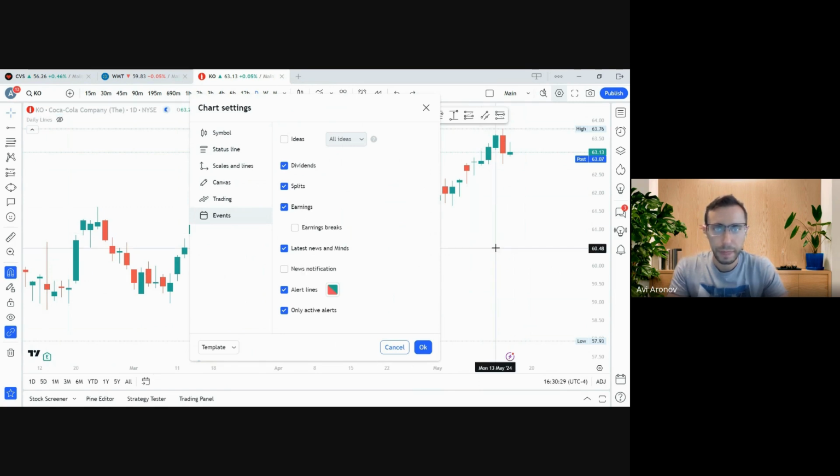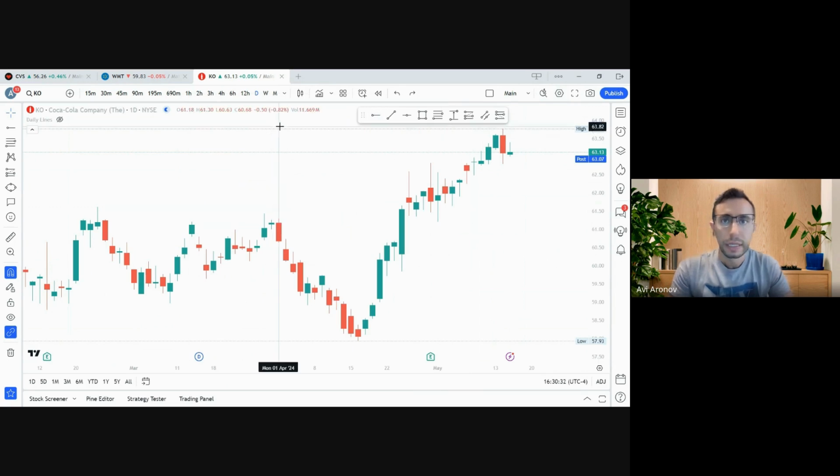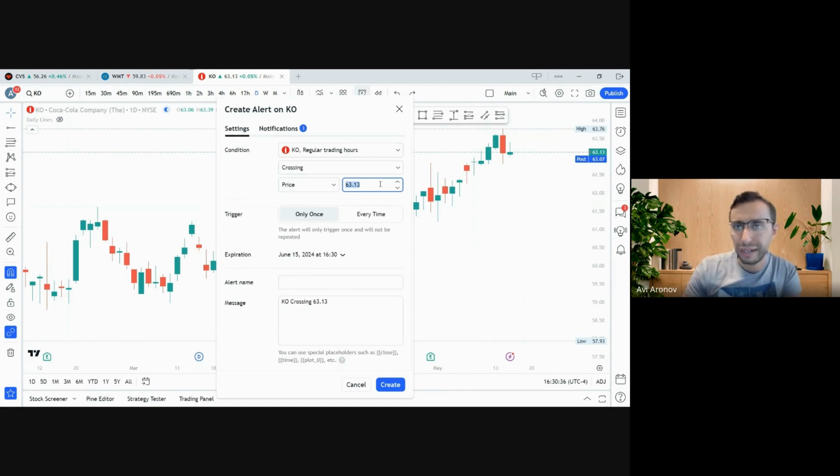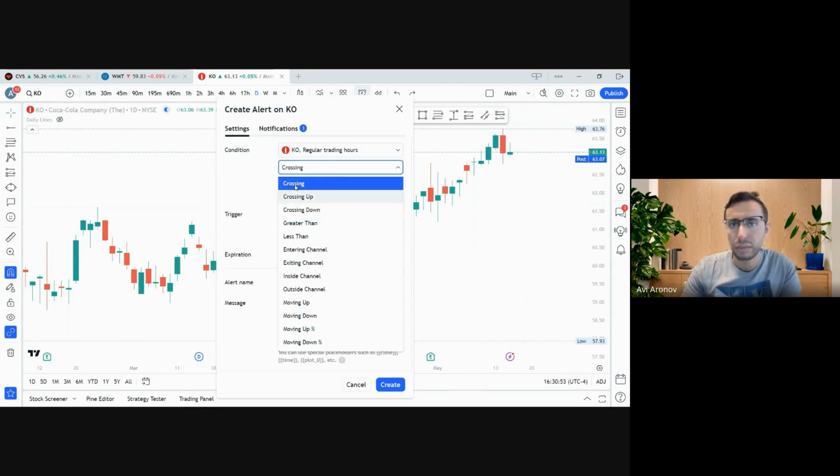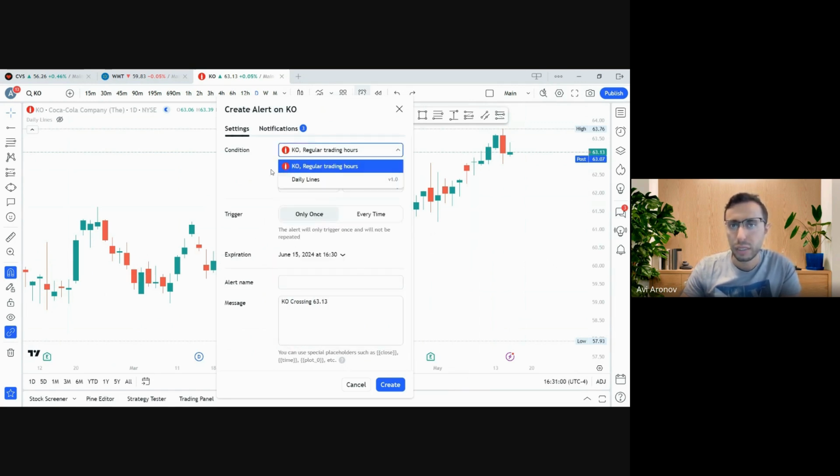Okay, that's good. Now, if you want to make an alert, you are able to make an alert in multiple ways. Number one, like this, you click on this tab to make an alert. It will come out. It will be price, daily line, or whatever the case might be, every time or one time, up to you what you want. Crossing up, crossing down, greater than, and so on. You have many options, okay.